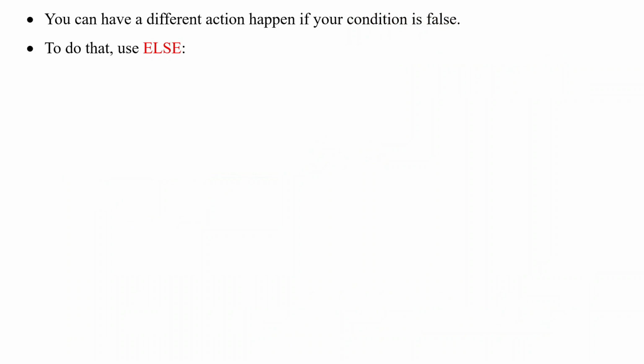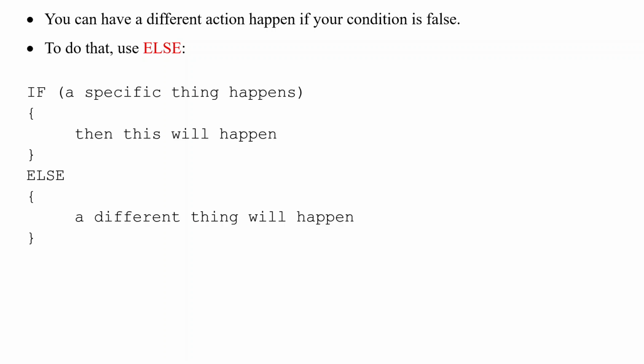You can have a different action happen if your condition is false. You don't always have to have it. Sometimes if it's false, you just want the code segment to skip, and that's it. But if you want another code segment to run if it's false, we do that using what's called an else statement. And this is what they look like together.